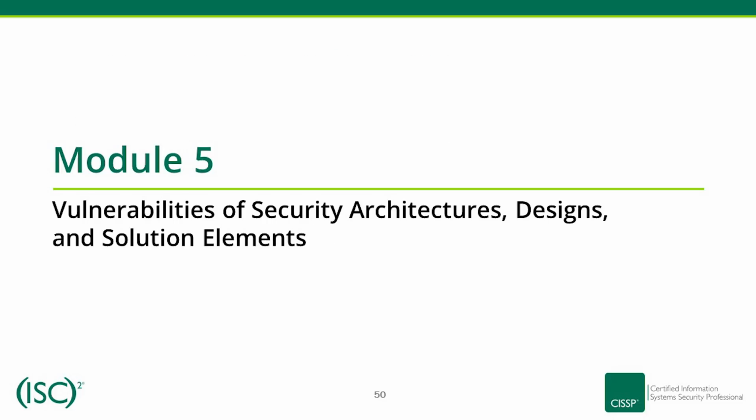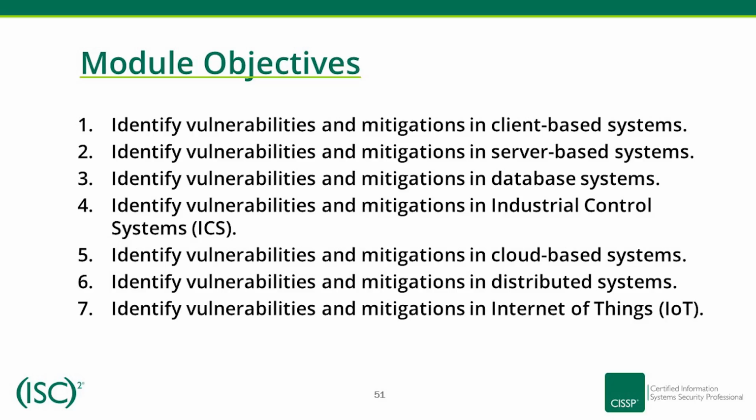Module 5. Vulnerabilities of security architectures, designs and solution elements. Module objectives. 1. Identify vulnerabilities and mitigations in client-based systems. 2. Identify vulnerabilities and mitigations in server-based systems. 3. Identify vulnerabilities and mitigations in database systems. 4. Identify vulnerabilities and mitigations in industrial control systems, ICS. 5. Identify vulnerabilities and mitigations in cloud-based systems. 6. Identify vulnerabilities and mitigations in distributed systems. 7. Identify vulnerabilities and mitigations in Internet of Things, IoT.